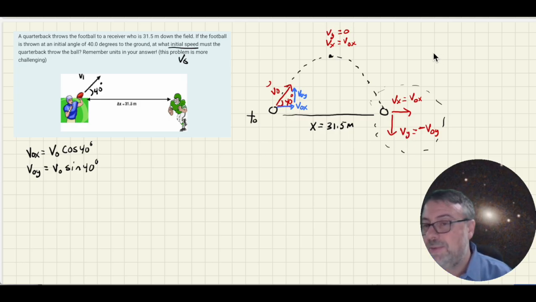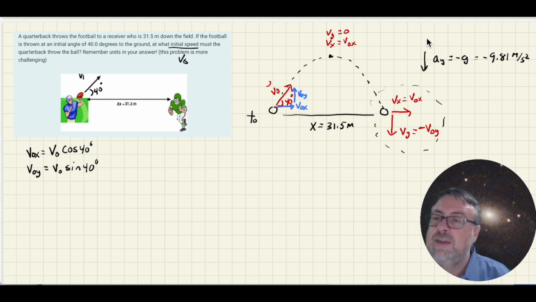And again, I remind myself something else that I know is that the only acceleration in this problem is in the y direction. I know that ay will be equal to minus g, that is, it will be equal to minus 9.81 meters per second squared. And I know that the x acceleration is equal to 0 meters per second squared because gravity only affects the y velocity.